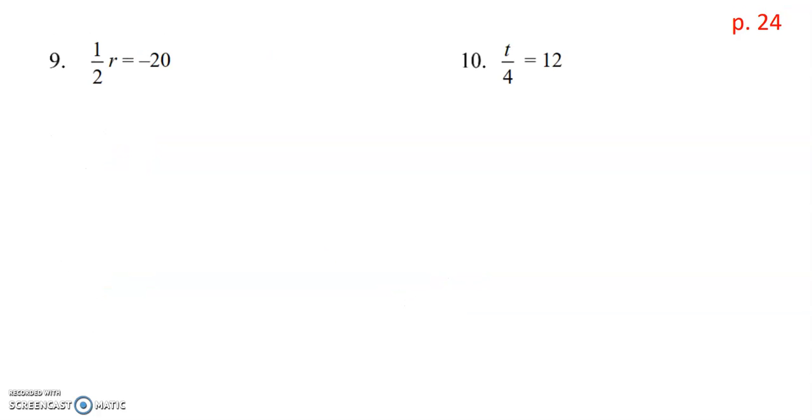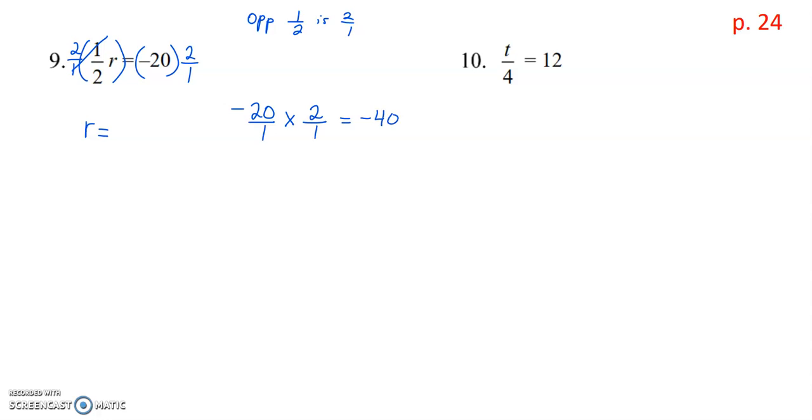For number 9, we have a fraction times r, so we have half times r is equal to negative 20. Remember that the opposite of a half is 2 over 1. So in order to eliminate this half, we can multiply by the reciprocal on both sides of the equation, canceling out on the left-hand side, leaving us with r. And then we're going to take negative 20 over 1 times 2 over 1. And we see the result here is negative 40. R is equal to negative 40.